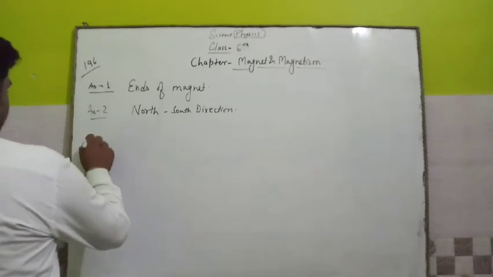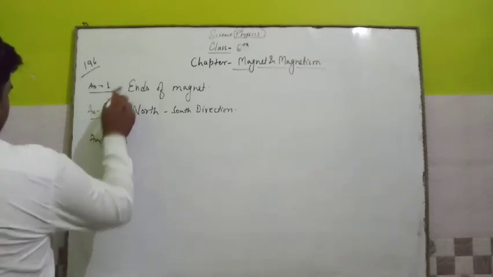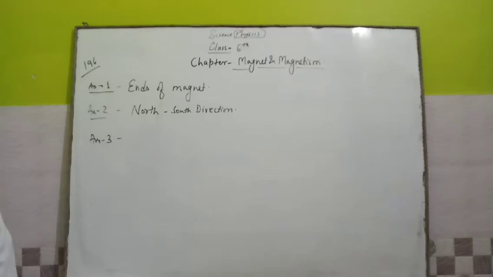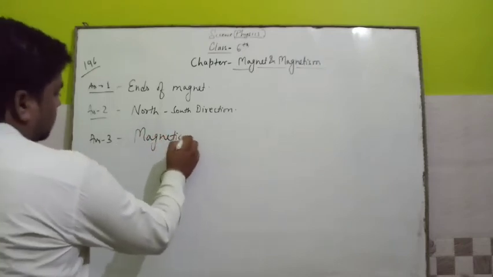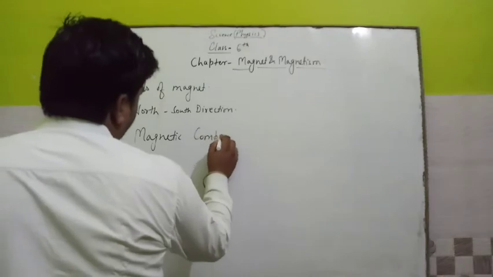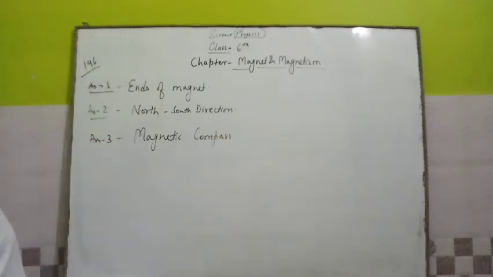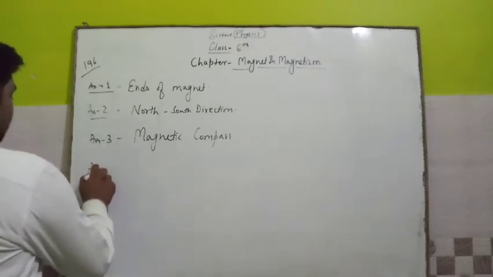Now answer 3. Name a magnetic device which is used by sailors and travelers for finding the direction. Simply, that is a magnetic compass, because this is a device which is used for navigation by sailors and travelers. Clear?